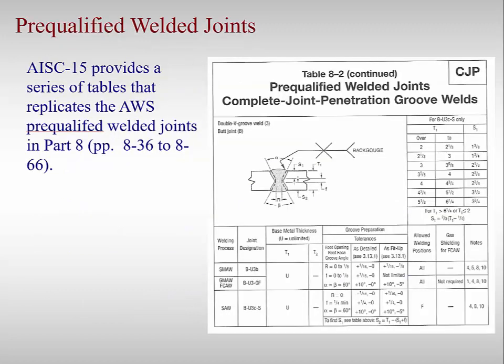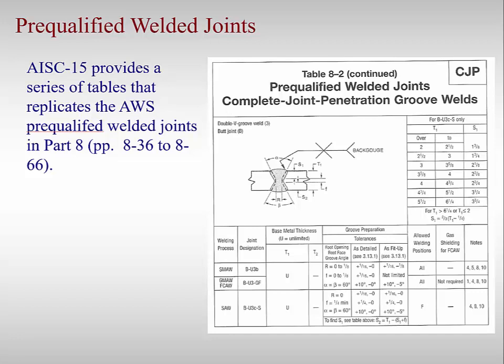Part 8 of the AISC Steel Manual provides a series of pre-qualified welded joints. By being pre-qualified, it means that these joints can be used without any further testing. Joints that do not conform to specified dimensions must be qualified by destructive testing, which becomes expensive.